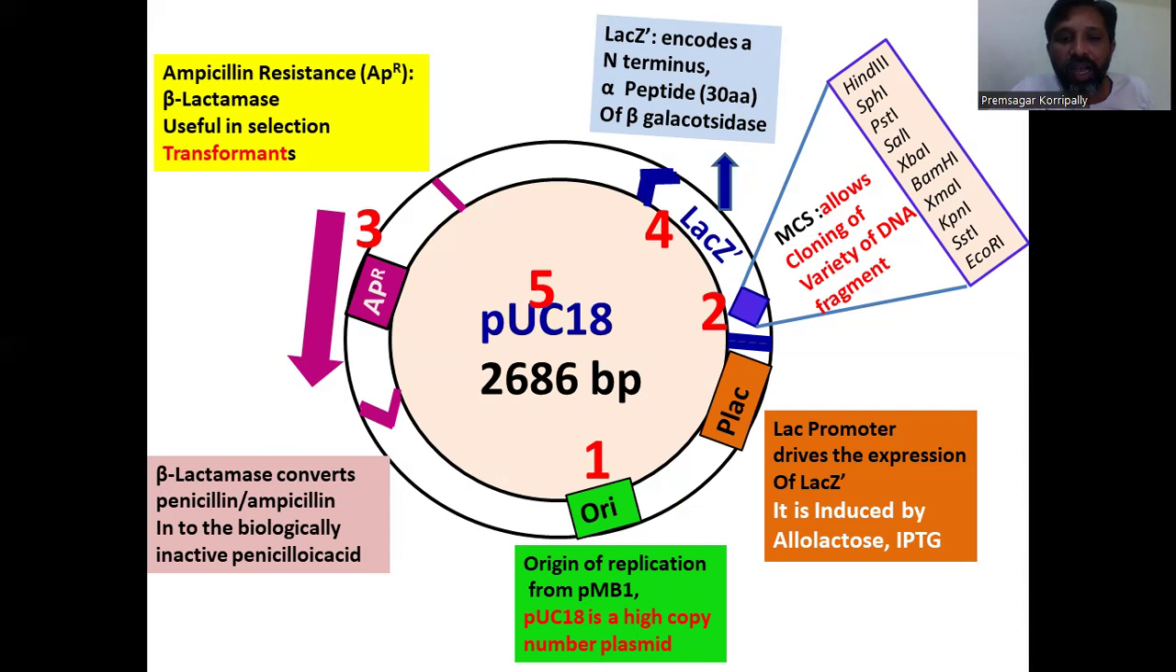And the small size, as I told you. When your vector is small in size, you can clone bigger DNA fragments. In the case of pUC18, it is a 2.7 KB vector and you can clone up to about 10 KB. And the sixth one is high copy number. To get more copies of your gene, if that vector is high copy number, you'll have more chance to get more copies of your gene.